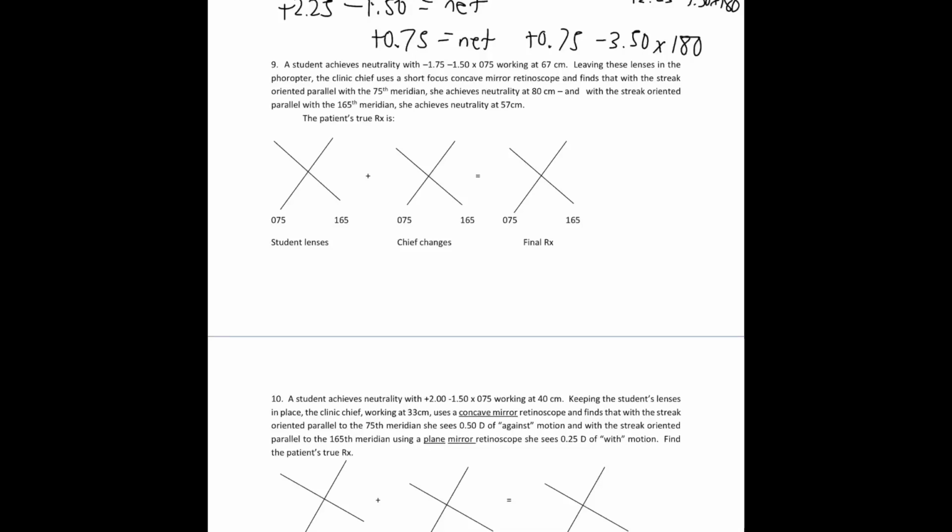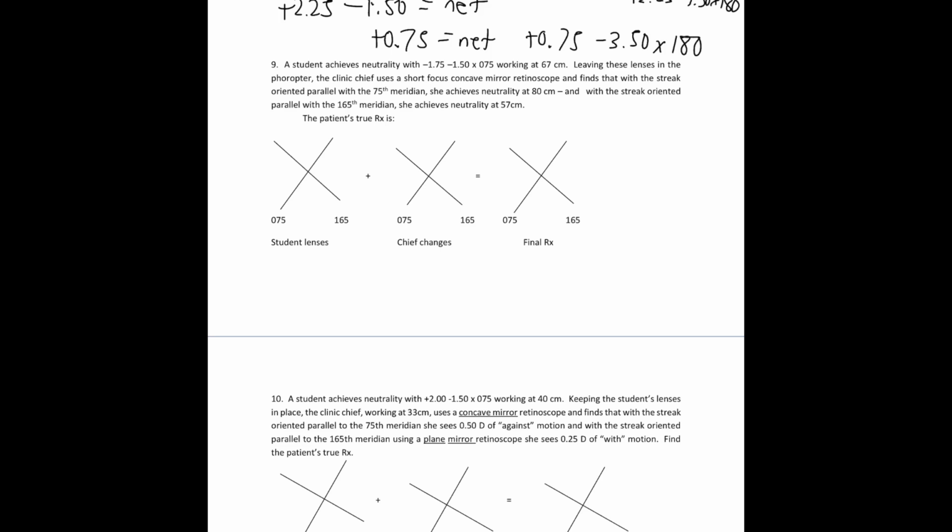All right, so these problems are the kind of problems you'll see all over the final exam, and you will see next semester and the following semester. You are going to see these until deep into your second year, so you may as well learn how to do them correctly now. The questions are always something like the student achieves neutrality with some particular lenses, and then the chief comes in and changes something, and then they get their final RX.